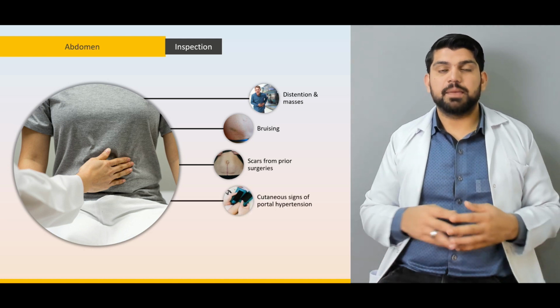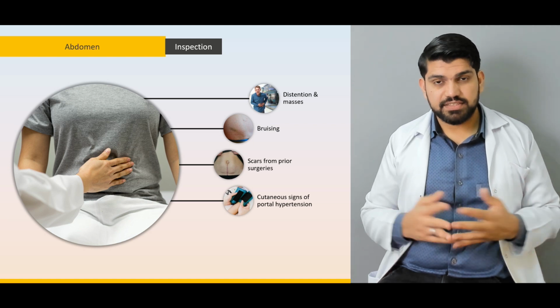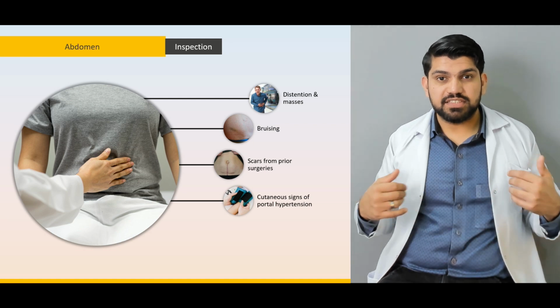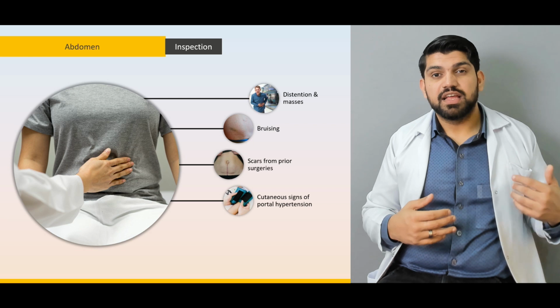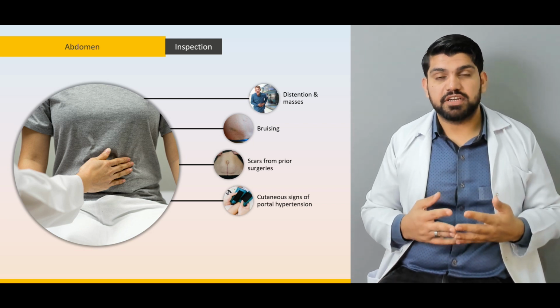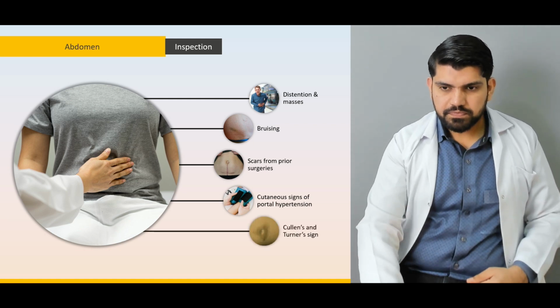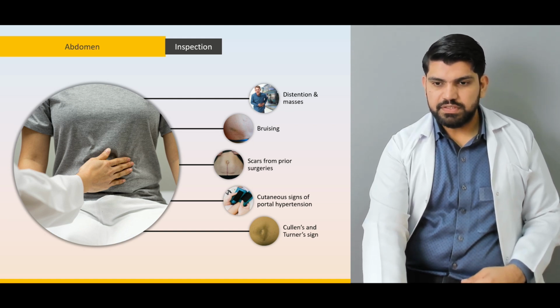Cutaneous signs of portal hypertension, spider nevi, as I mentioned before. Cutaneous signs, there is ecchymosis around, Turner's sign, Grey Turner's sign, Cullen's sign. These are present in respective diseases on inspection of the abdomen. Cullen's and Turner's signs, as I've explained before.